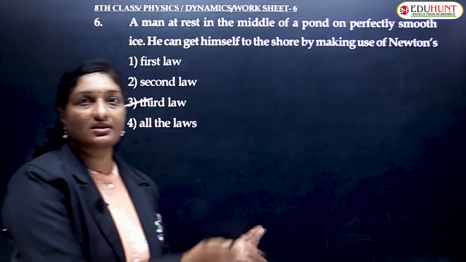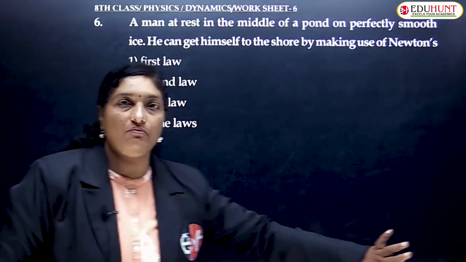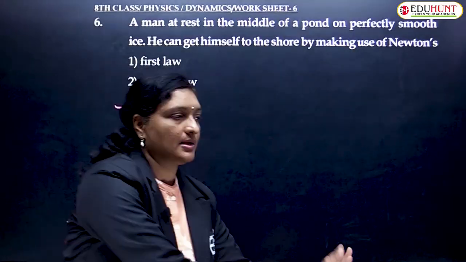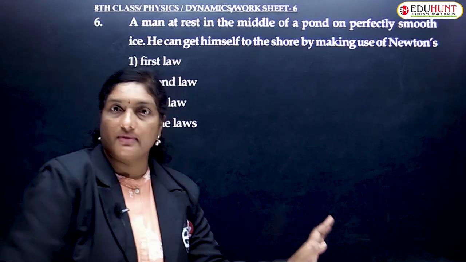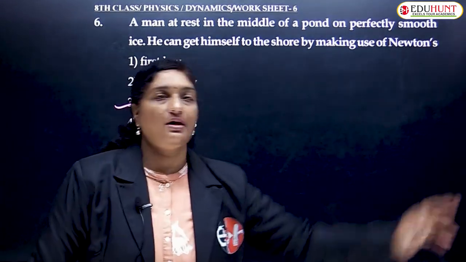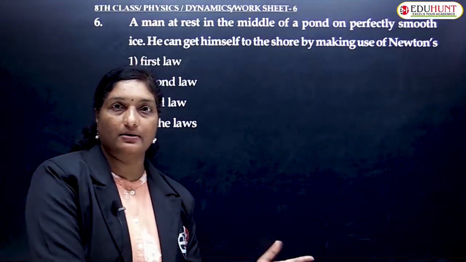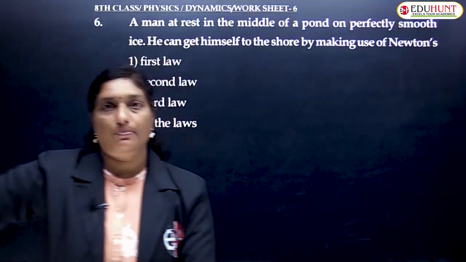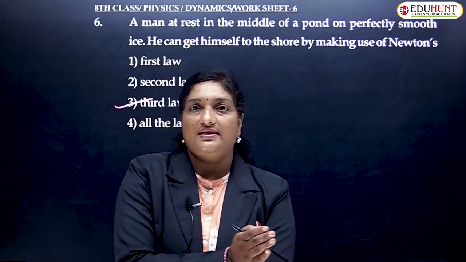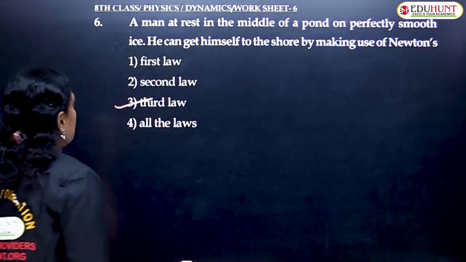For every action there is an equal and opposite reaction. So if the man wants to go forward, the ice will go the opposite way. If he gives a force in this direction, then the ice block will move in the other direction, and because of that he is able to get out of that pond. If he pushes the block backward, the block pushes him forward. Action part and reaction part, so that he can get to the shore. So the right option is the third law.